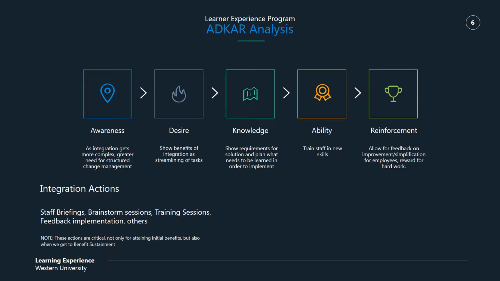Moving forward into our ADKAR analysis, the goal of our ADKAR is to increase the enthusiasm and support from our employees and various stakeholders. Because if our higher up, our governance, is the primary driving force behind this, we're not going to see quite the level of sustainment after the program's ended. As you can see down here, these actions are crucial not only for attaining the initial benefits, but also when we get to benefit sustainment.